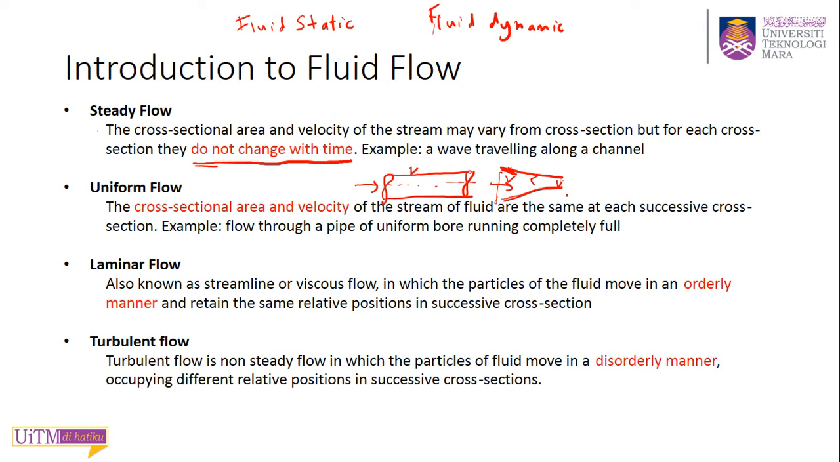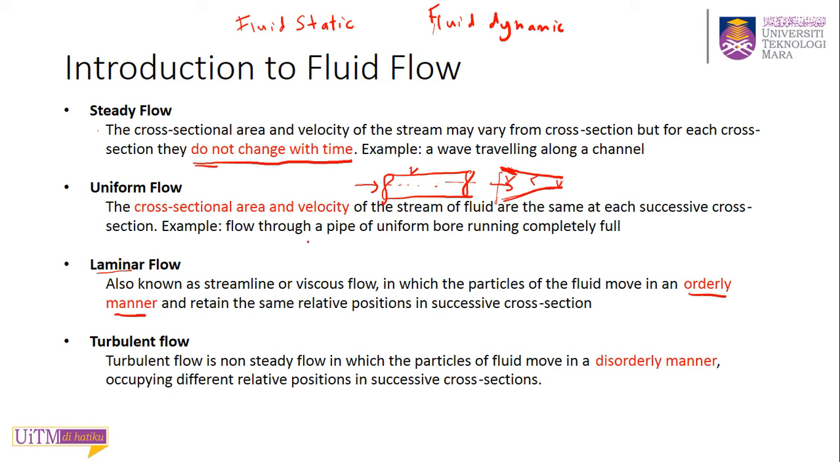And the third one, we call it laminar flow. Okay, laminar flow. So what is the definition of laminar flow? It is also known as streamline or viscous flow, in which the particles of the fluid move in an orderly manner. Okay, so this is the keyword, and retain the same relative positions in successive cross sections.